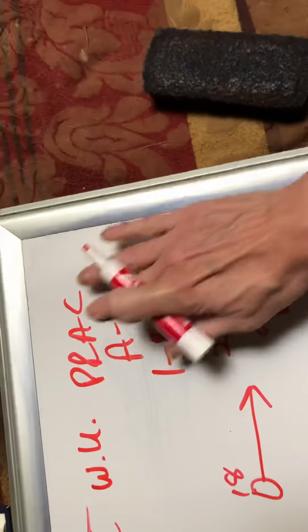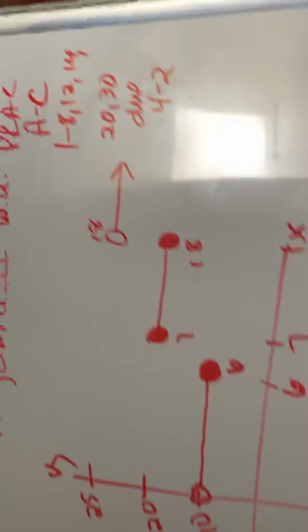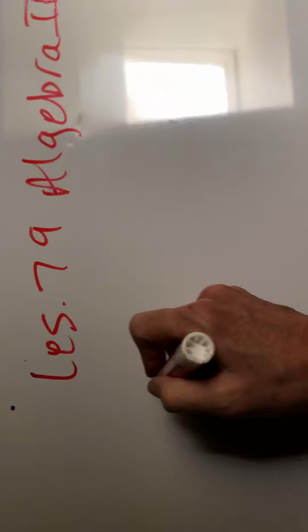Oh, you know what? We're not going to do D either. We're just going to do A through C on the practice. Okay, so there's A. B is evaluating. You should be good with that. I want to do C.